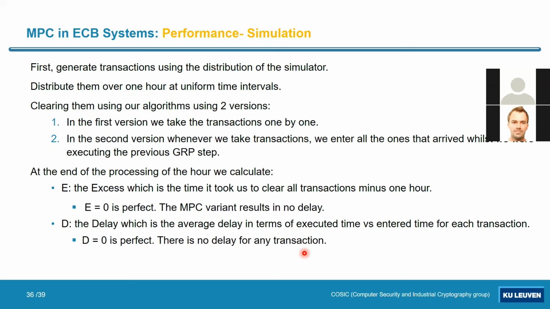And D stands for delay, which is the average delay that we need to clear each transaction. This is the average delay in terms of executed time versus enter time of each transaction. And if D is 0, it means that executing, clearing and settling the transactions do not have any delay.